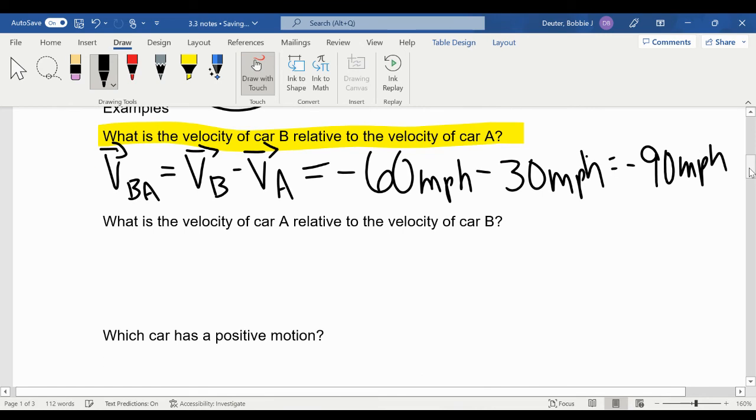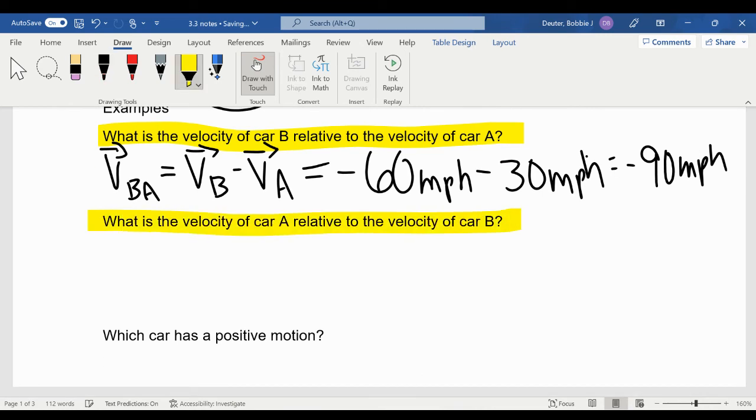But what if we look at it from a different perspective? Again, we're looking at perspective when we deal with these vectors. What if we deal with the vector showing the relative velocity of car A compared to B?